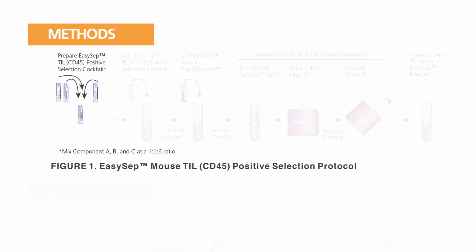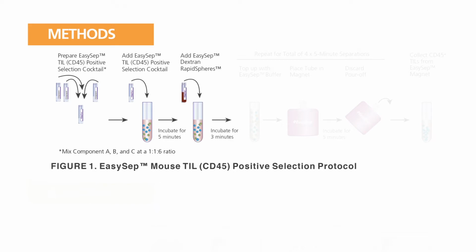The first step of TIL isolation requires the preparation of the TIL isolation cocktail, which consists of 3 components: component A, B, and C. Mix them at a 1:1:6 ratio in sequence and add it to the sample. After 5 minutes of cocktail incubation, add dextran rapid spheres.